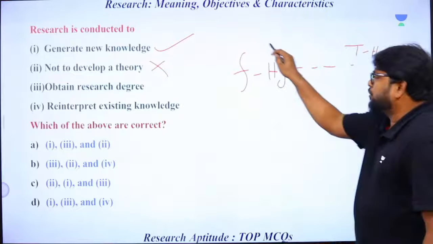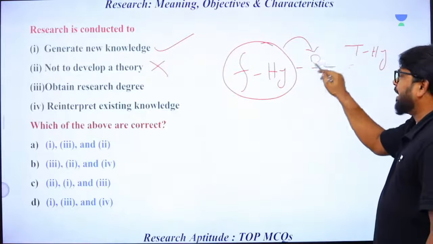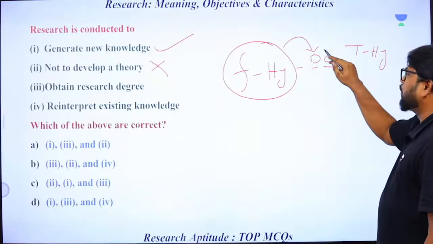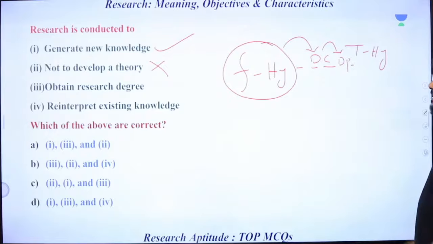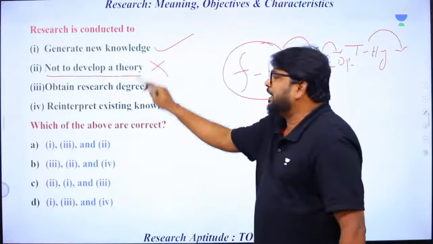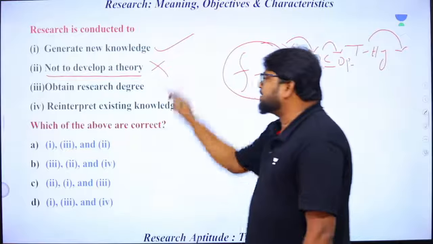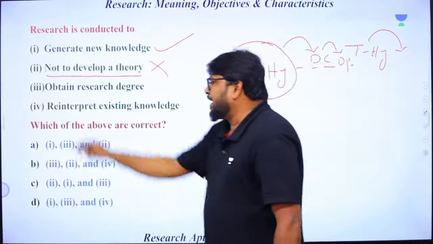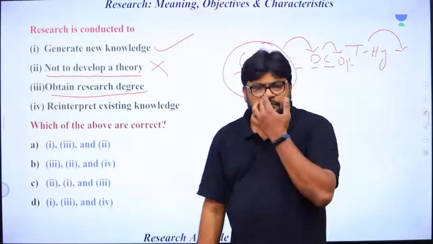So formulation of hypothesis is different. After that you will go for data collection, then data processing, then testing of hypothesis, then establishing a theory. So research is there to develop theory, but here it says research is there not to develop theory. This is absolutely wrong. Next comes obtaining a research degree. To obtain a research degree, correct.